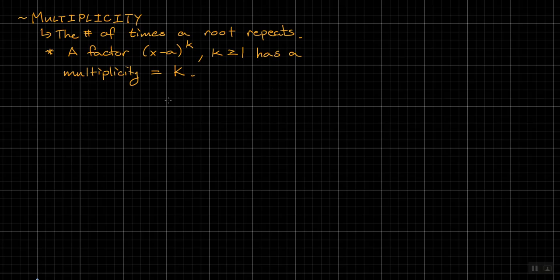Now, there's only two possibilities. It can either be an even multiplicity or an odd multiplicity. So, two big statements. If k is odd, the graph, what did it do? It crosses. I'm going to write crosses, but we have other language. Crosses the x-axis.